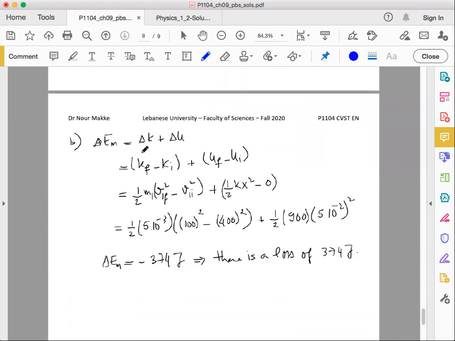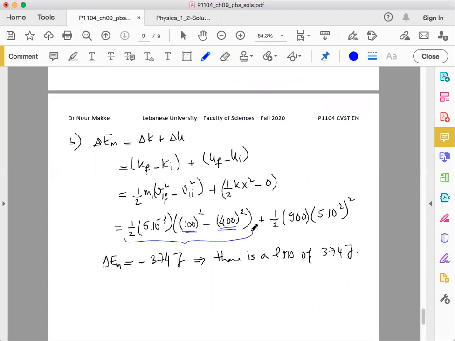So delta EM is equal to delta K plus delta U, where K is the kinetic energy and U is the potential energy, which includes both gravitational and elastic. Delta K is K final minus K initial, and delta U is U final minus U initial. For the bullet, there is a difference in its kinetic energy, because it comes with a speed of 400 meters per second, and it emerges from the block with 100 meters per second. So this is the difference in the kinetic energy for the bullet.